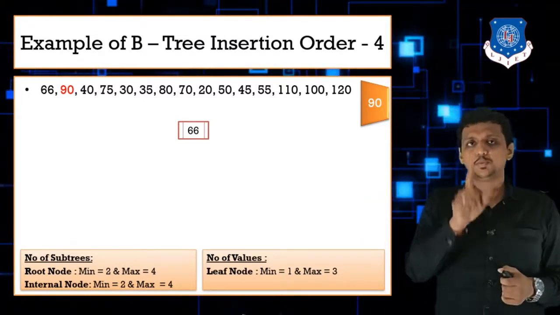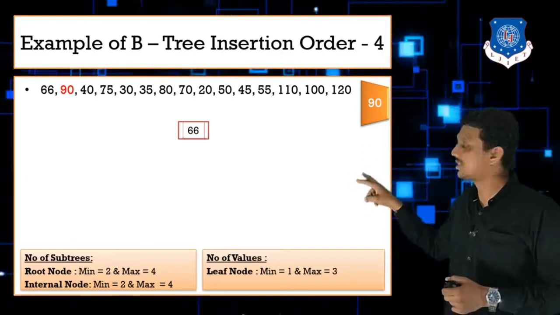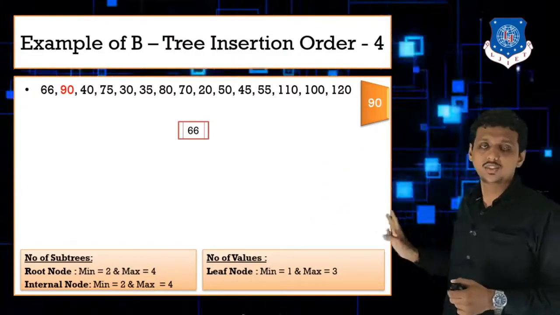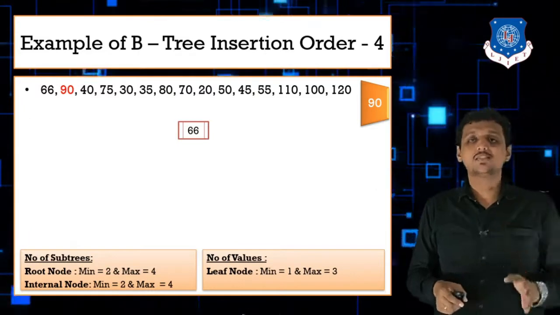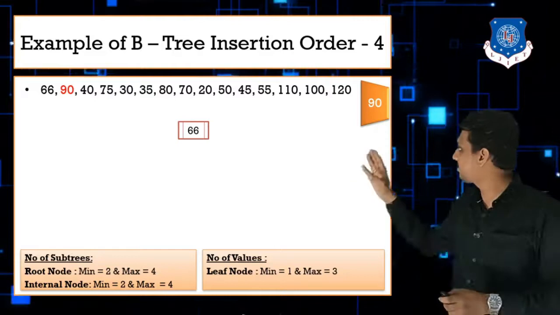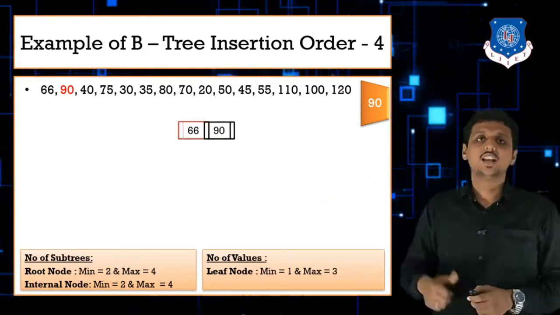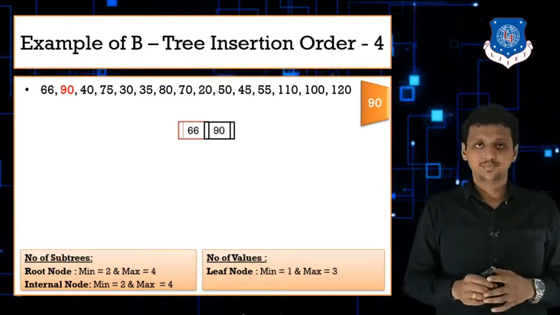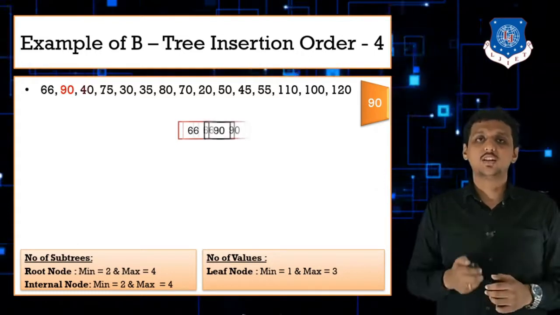But can you tell me the position of 90? It must be before 66 or after 66. It is after 66. Why? Because we are inserting the data in ascending order, and for that first we'll have 66 and then 90. So here it is, 90 with us. Okay, so 90 is successfully inserted. Now let's move further for the next value.